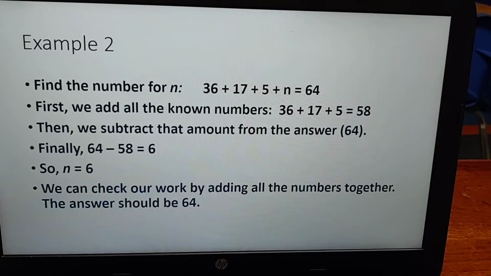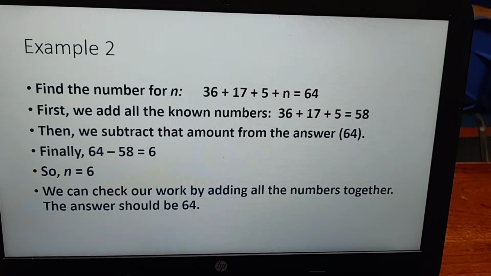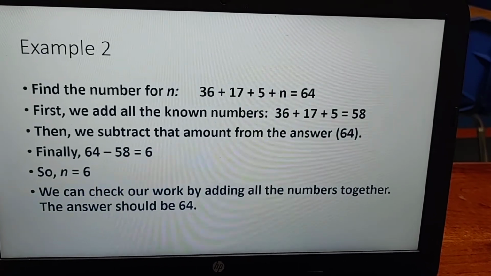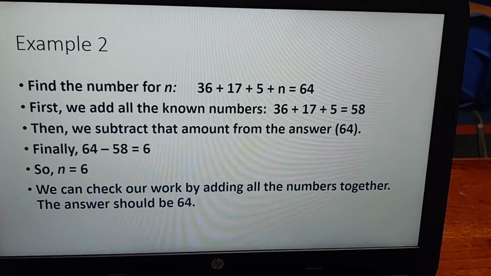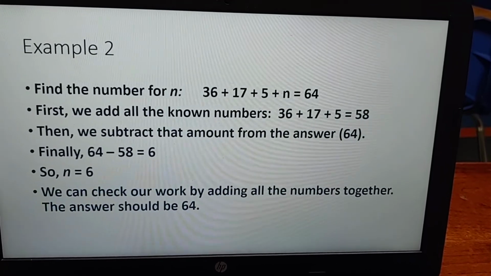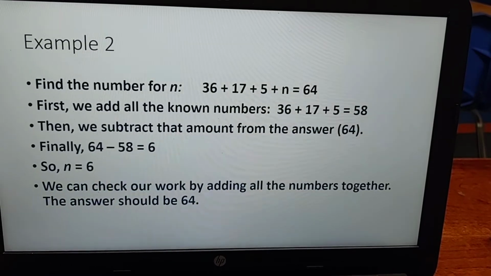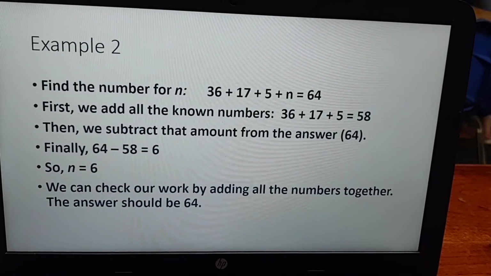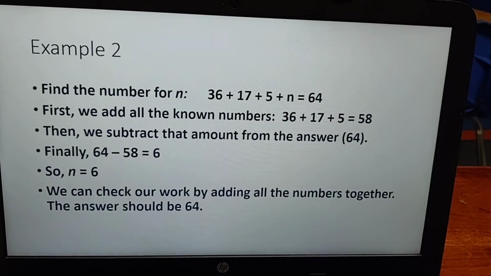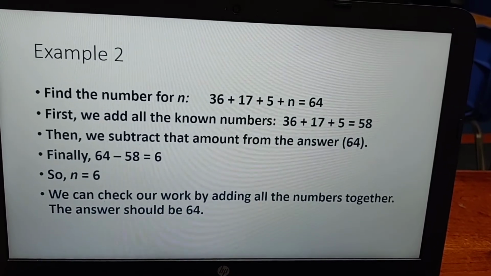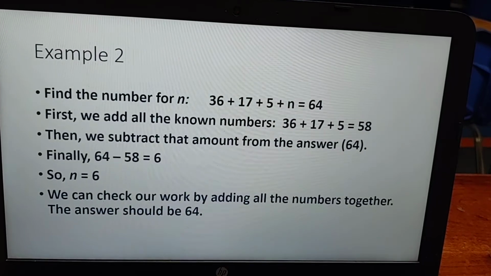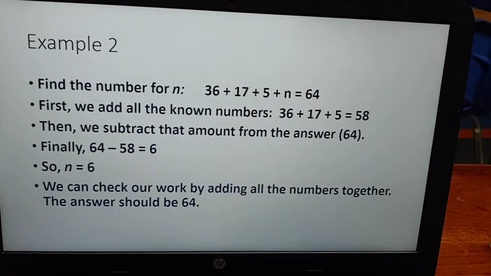Then, since our problem is addition, we're going to have to use inverse operations to solve it. We take our total, 64, and subtract the answer from that, 58. So 64 minus 58 equals 6. So n equals 6. And of course, we can check our work by adding all the numbers together. 36 plus 17 plus 5 plus 6 equals 64.